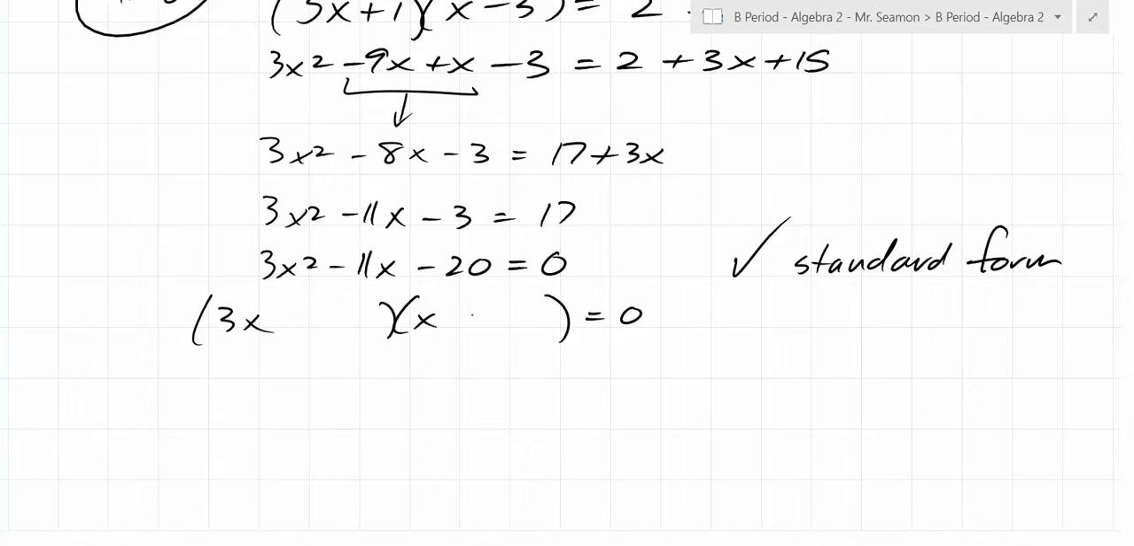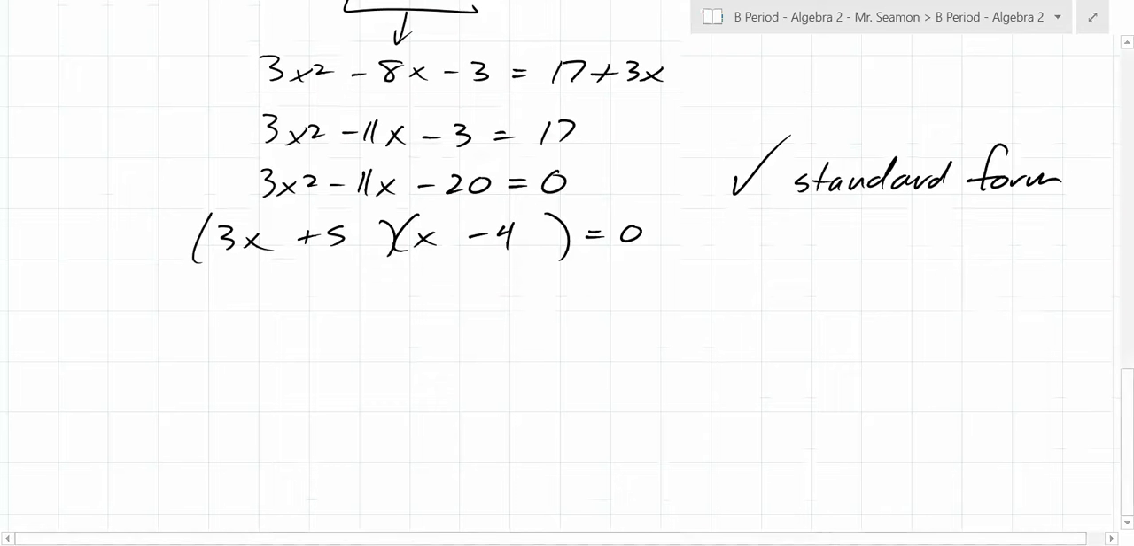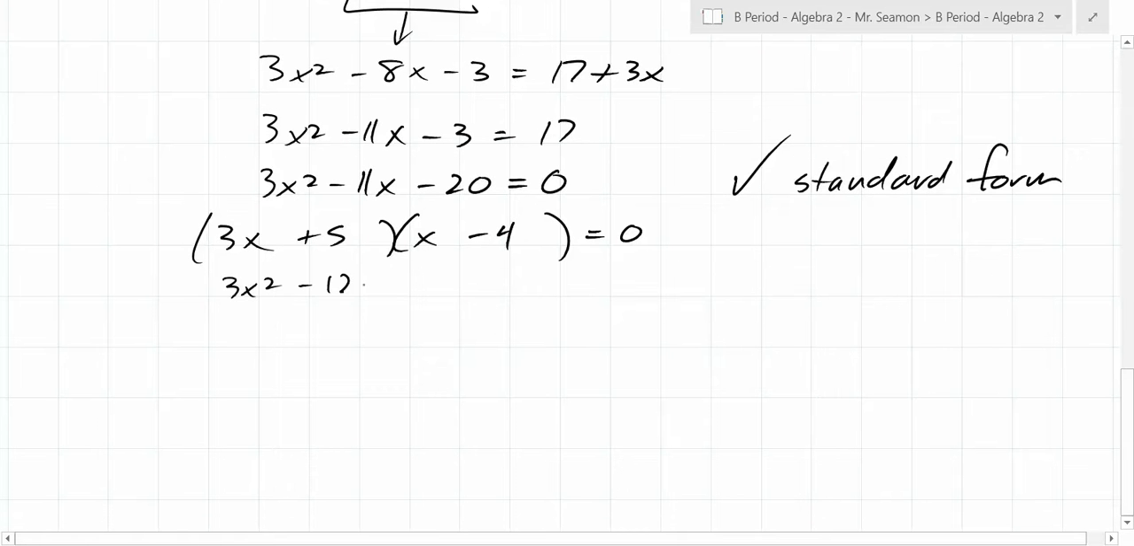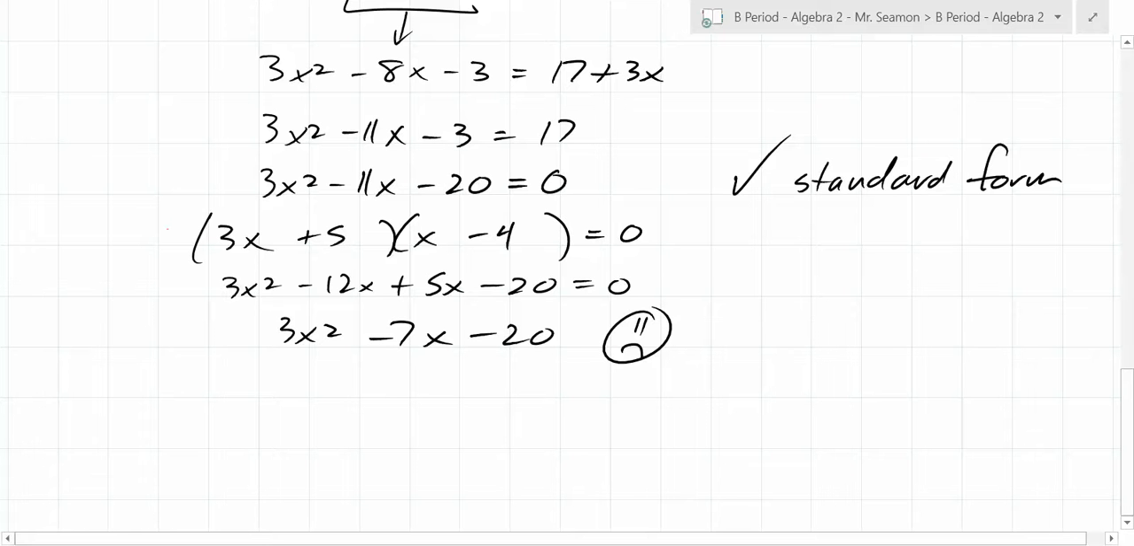5 and 4? How about plus 5 and minus 4? Let's just try one of them and see what happens. If you tried this one, what happens? 3x squared minus 12x plus 5x minus 20 equals 0. We're just testing to see if it works. Is it close? Not really. Minus 7x minus 20. Is that what we want? No. So we're still not there.